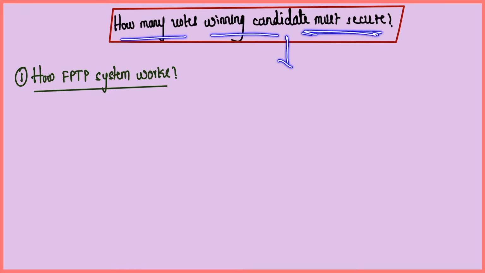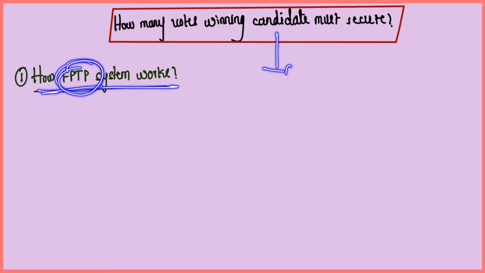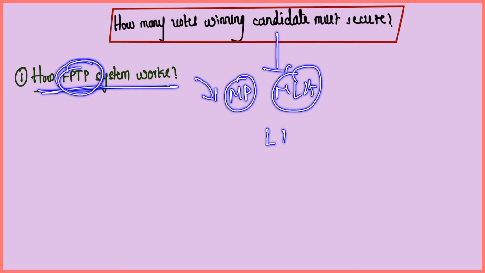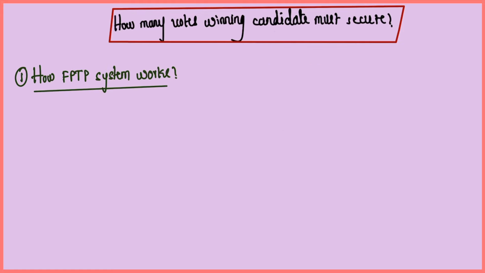Now the next part of the video is how many votes a winning candidate must secure. If somebody has to be elected president of India, what percentage of votes must that person secure? But before understanding that, let me first tell you how the first past the post system works. This method is used for the election of members of parliament, members of legislative assembly, as well as members of local bodies.